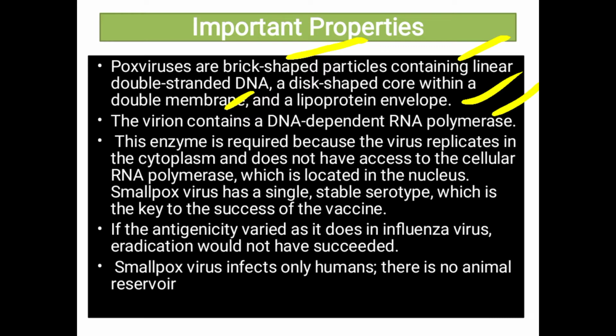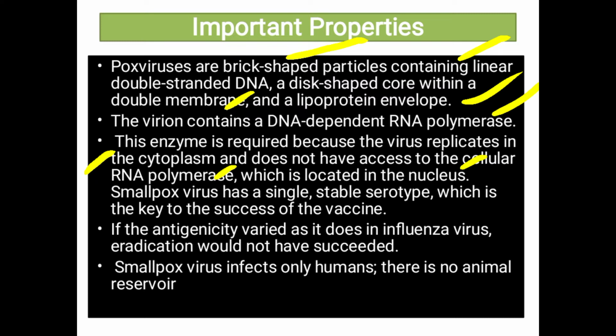What is DNA-dependent RNA polymerase? The type of RNA polymerase that forms RNA from DNA is called DNA-dependent RNA polymerase. Now, what is the function of this enzyme? This enzyme is required because the virus replicates in the cytoplasm. You should note that this is a DNA virus. All DNA viruses replicate in the nucleus, but the poxvirus replicates in the cytoplasm and does not have access to the cellular RNA polymerase, which is located in the nucleus.